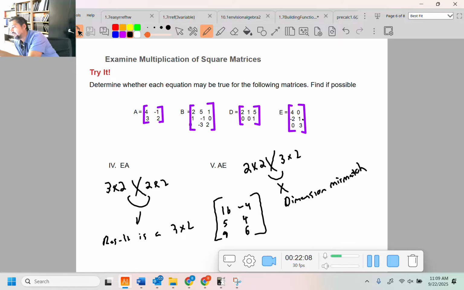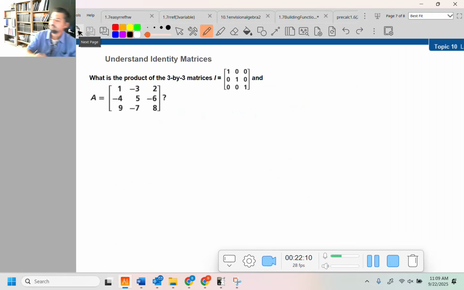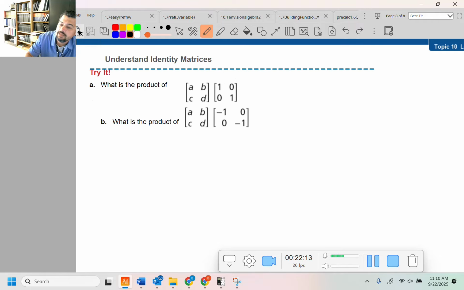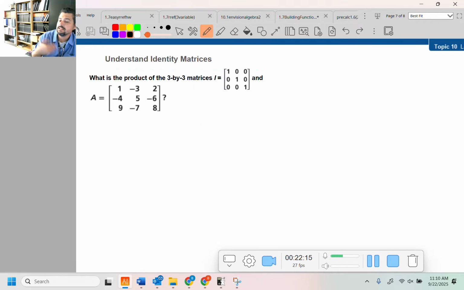Good stuff. All right, what's up next? We have a 3 by 3 and its identity matrix. So we're going to multiply this guy by that guy. And by the way, this is called an identity matrix. So do not be surprised at what happens.